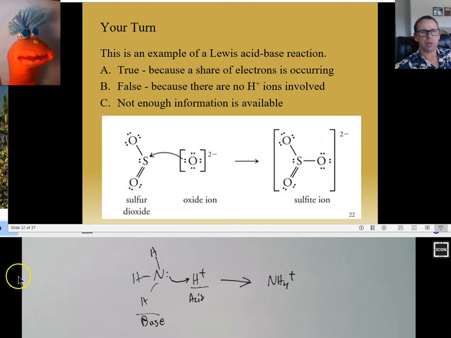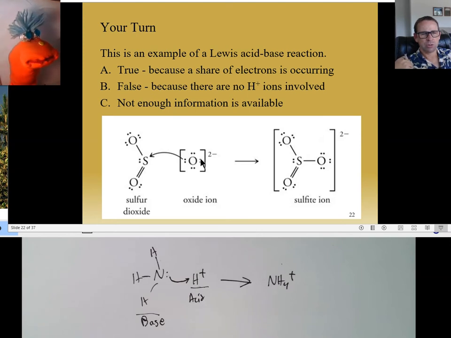All right, so we had a little conversation about Lewis acids and bases before, and we want to make sure we understand what a Lewis acid and base are. So here's a question to help us review that. Is this an example of a Lewis acid-base reaction?